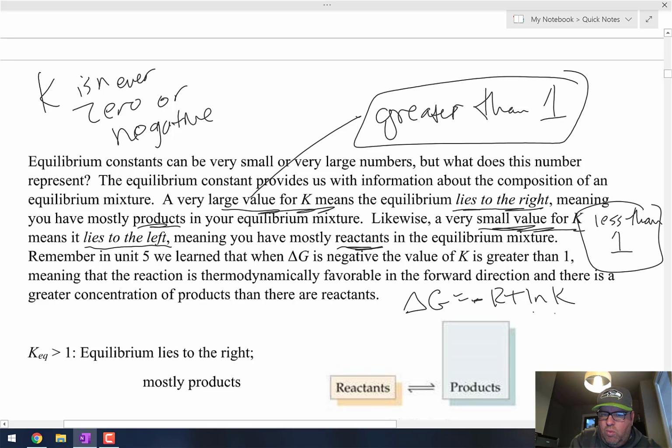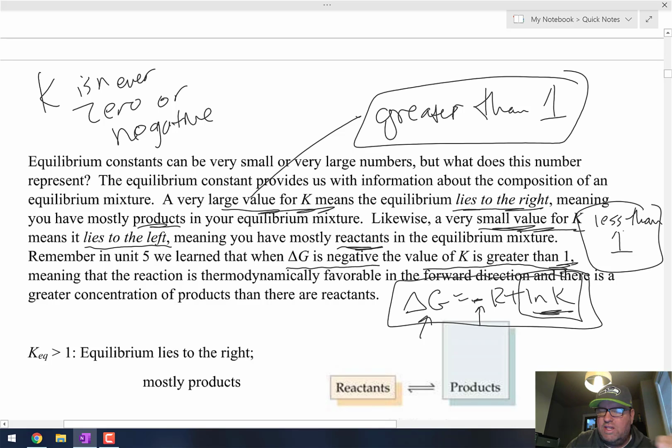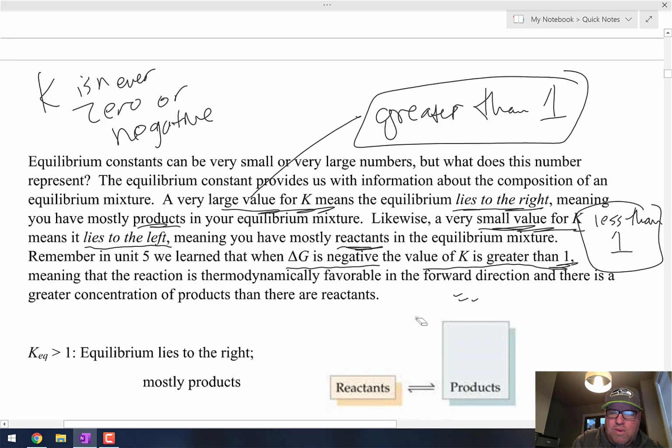And when it's more than 1, then the natural log of K is a positive number, but with that negative sign there, it means the delta G is negative. So when delta G is negative, the value of the equilibrium constant is greater than 1. And mathematically, we can see that there. If K is less than 1, then the natural log of a number that's less than 1 is a negative value, and delta G is therefore going to be positive.